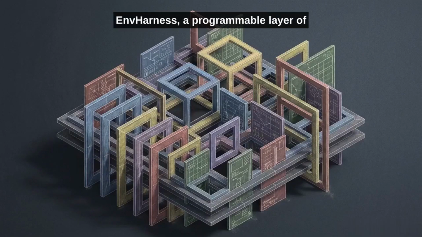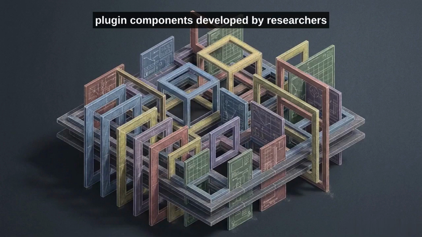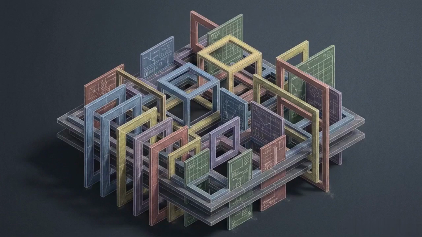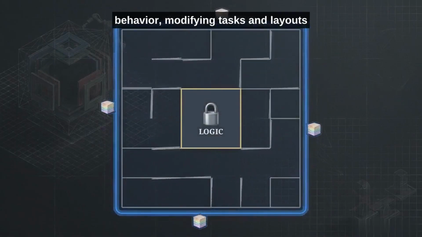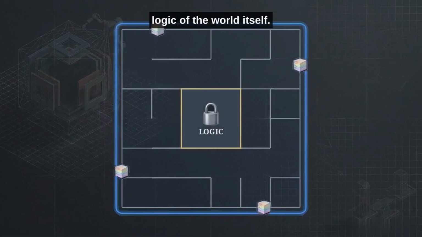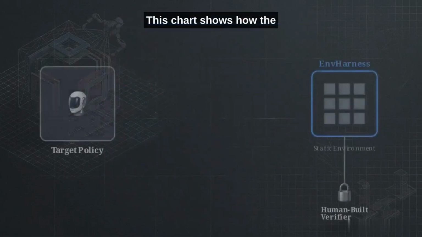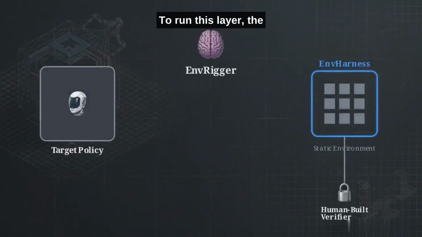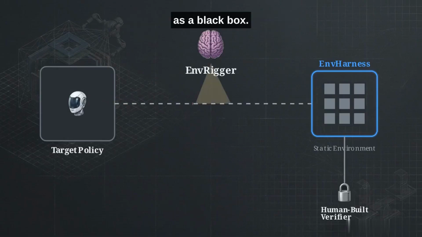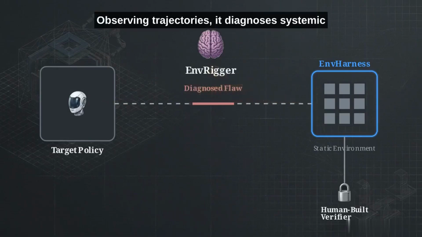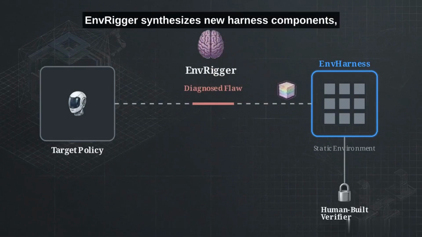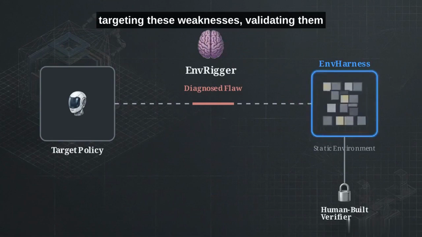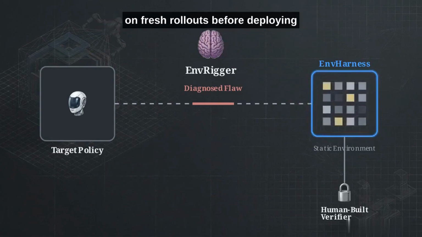That is the premise of EnvHarness, a programmable layer of plugin components developed by researchers at Google Cloud AI. This layer wraps around a static environment to reshape its behavior, modifying tasks and layouts without ever touching the underlying logic of the world itself. This chart shows how the system is decoupled. To run this layer, the system uses a companion agent called EnvRigger. EnvRigger treats the target policy as a black box. Observing trajectories, it diagnoses systemic failure patterns, like submitting patches without running tests. EnvRigger synthesizes new harness components, targeting these weaknesses, validating them on fresh rollouts before deploying into the loop.